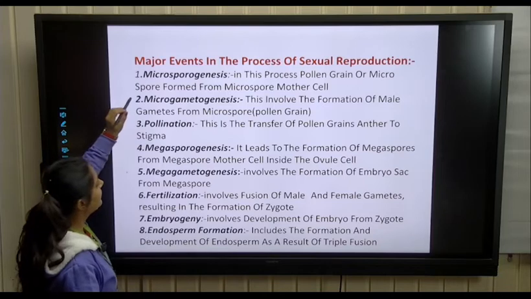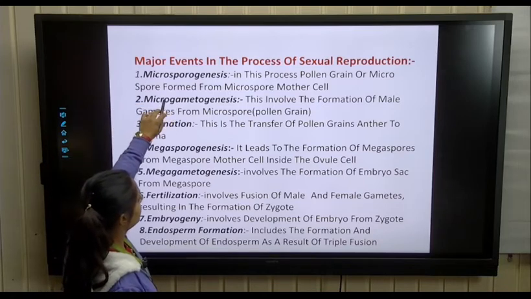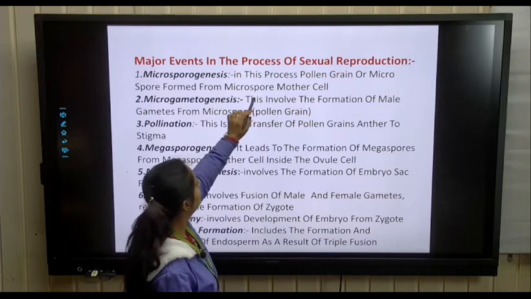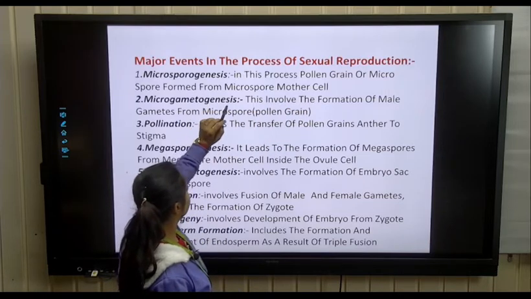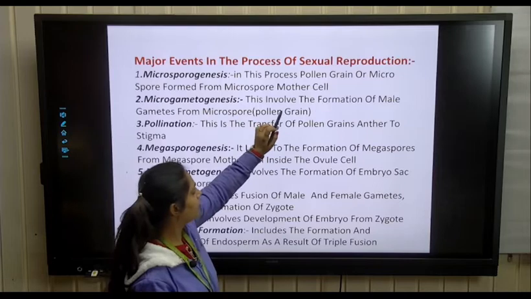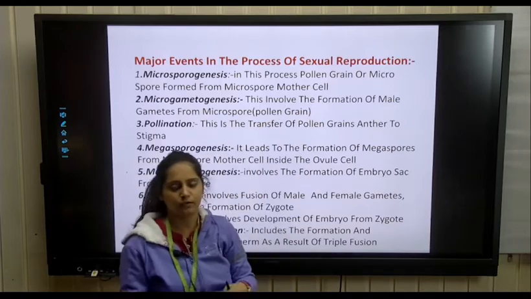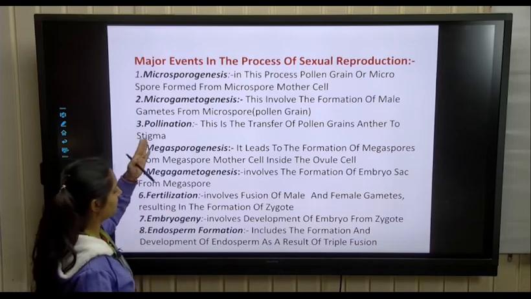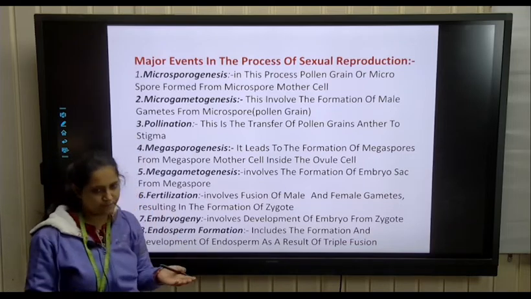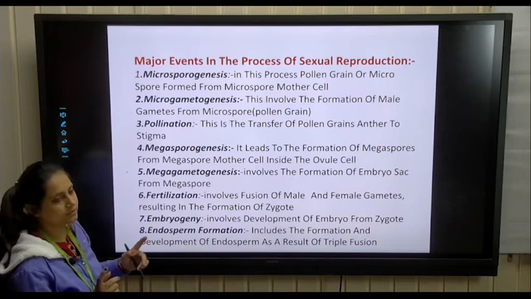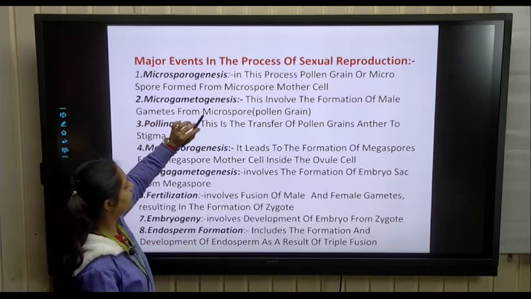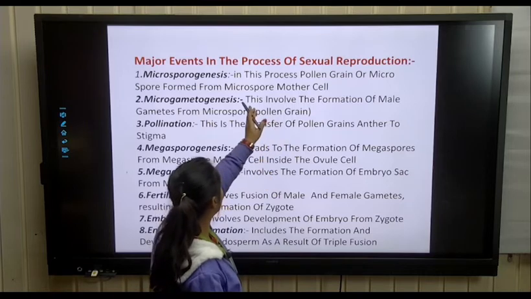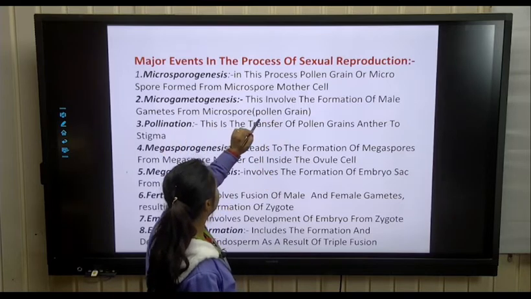So first is microsporogenesis. Sporogenesis is the formation of microspores. What are microspores? Pollen grains that are formed from the microspore mother cell. We will discuss with the help of a diagram. I am just telling what the steps are and how we can define them in a single line. Microgametogenesis is the development of gametes from microspores, the formation of male gametes from the microspores.